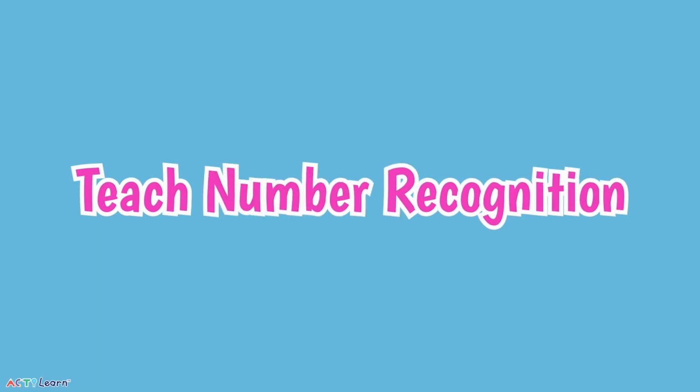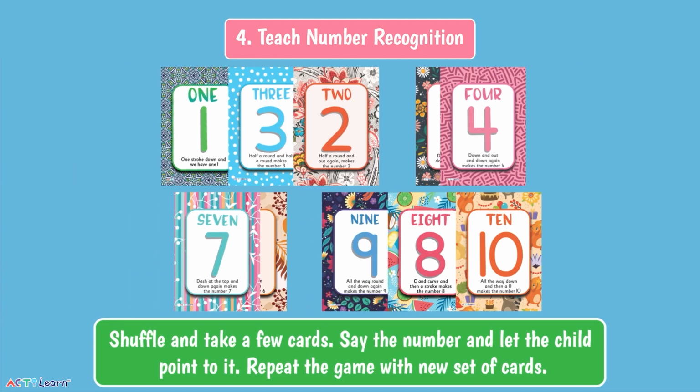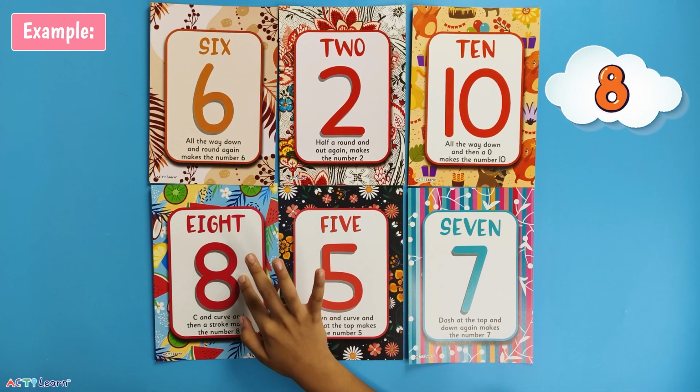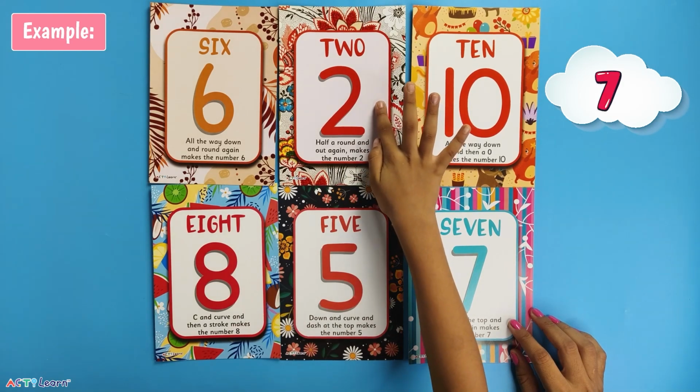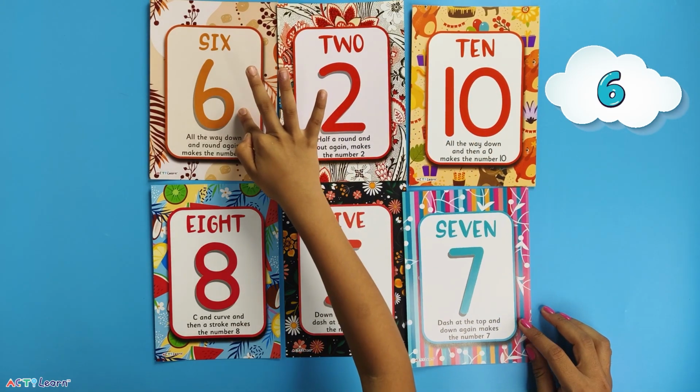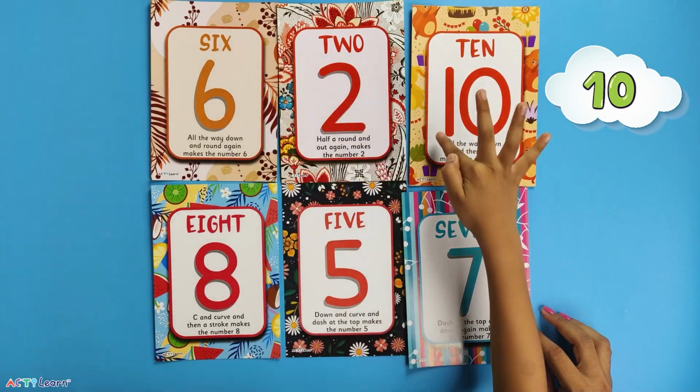Teach number recognition. Shuffle and take a few cards. Place them with the number facing upwards. Say the number and let the child point to it. Repeat the game with a new set of cards. For example, 8, 2, 7, 5, 6, 10.